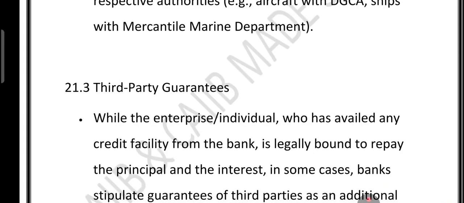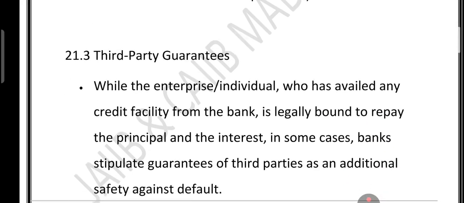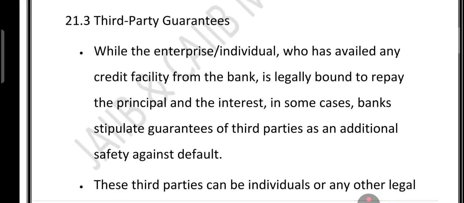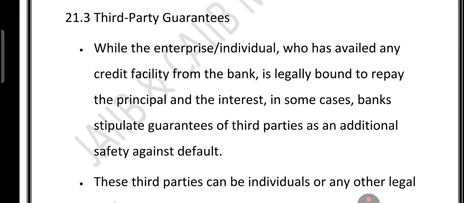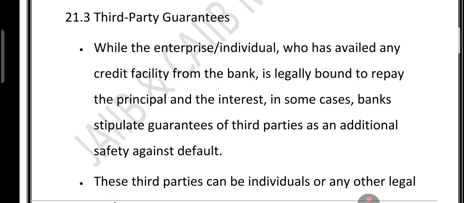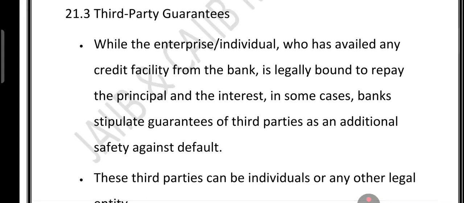Now then we have third party guarantee, which is a safety net for the bank. What if the borrower does not pay back the loan? So bank often asks for a third party guarantee, someone else who promised to pay if the borrower does not. But here is the twist. If the borrower is a sole proprietor or a partner in a firm, their personal assets are already at risk. So bank usually don't need an extra guarantee from them, right?